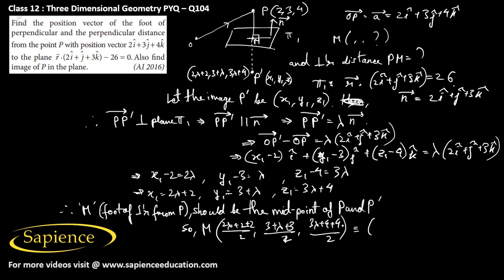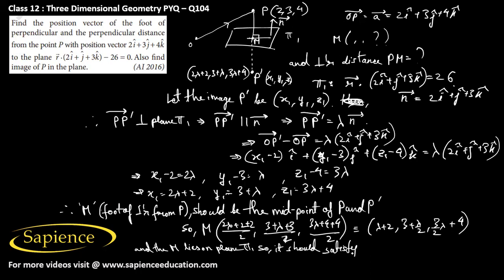Which is equivalent to lambda plus 2, comma, 3 plus lambda by 2, comma, 3 by 2 lambda plus 4. So this is the coordinates of the point M. And since the point M lies on the plane pi1, it should satisfy the equation of the plane pi1.